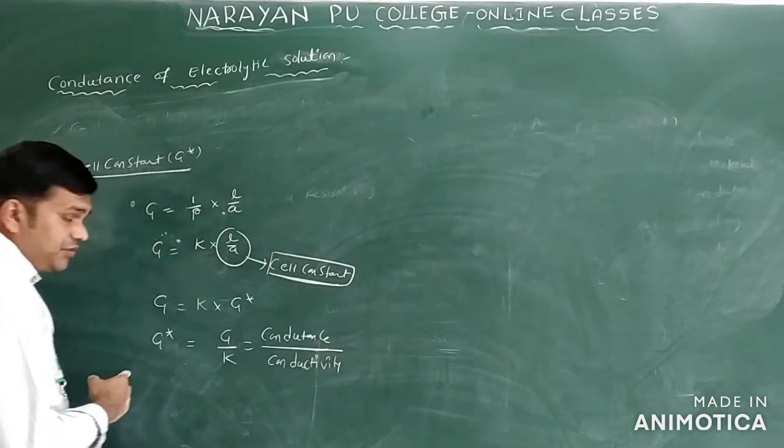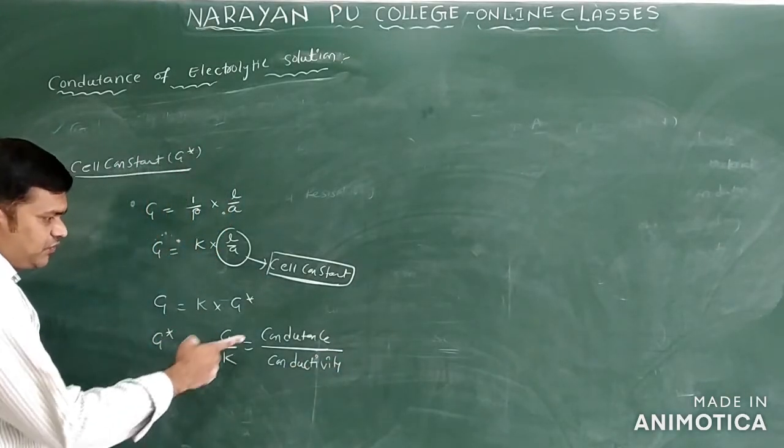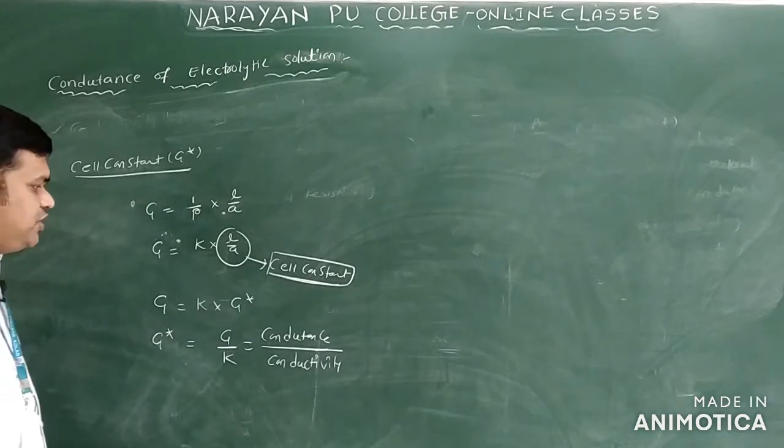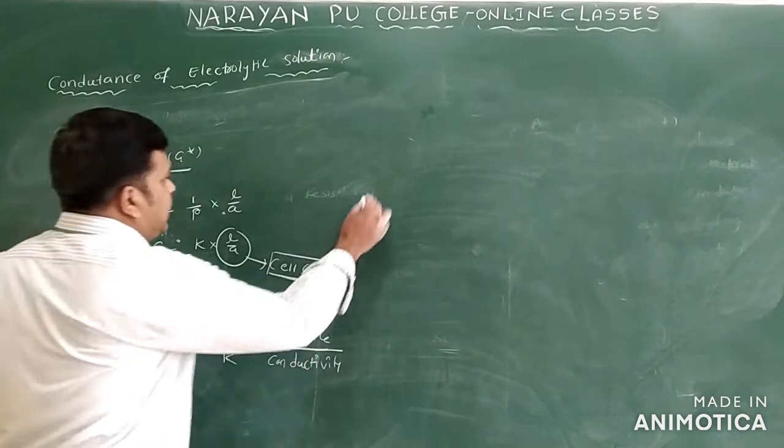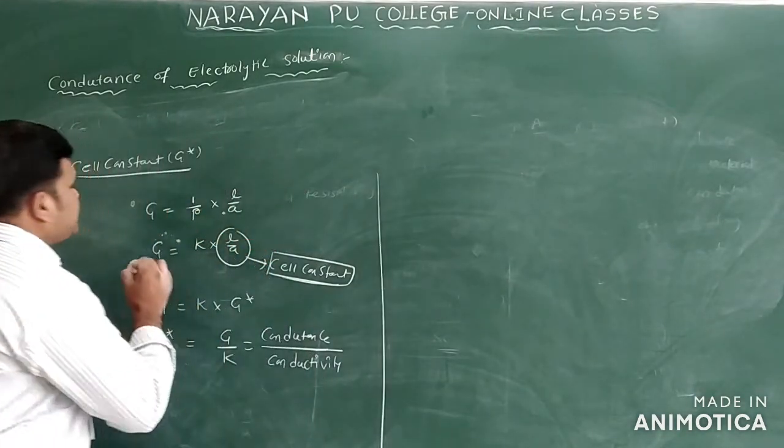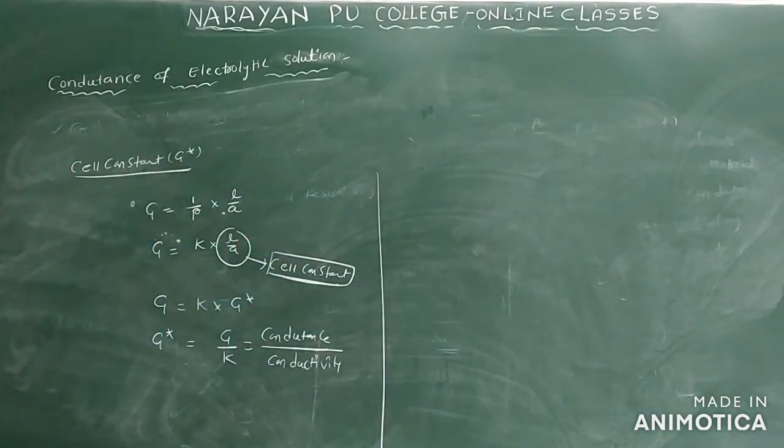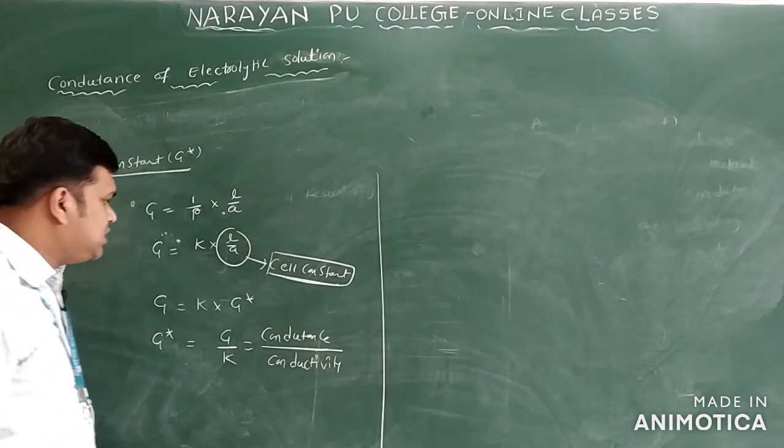So what is the formula of G star you got? G star is equal to G by K. From this you will write conductance by conductivity. So this is the expression for the cell constant G star only. The same expression we have to write by using resistance also.